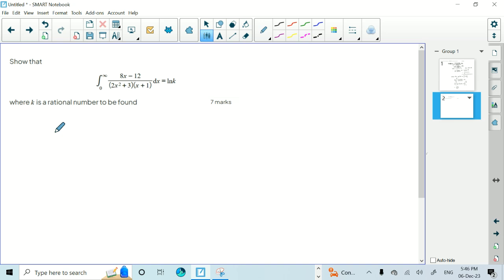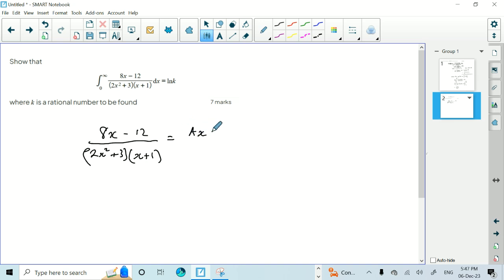Now there are some skill sets here that you need to be familiar with. The first one is to select the correct form of partial fractions, because this is a partial fractions example where you have 8x minus 12 over 2x squared plus 3 multiplied by x plus 1. Now select the correct form of the partial fractions.